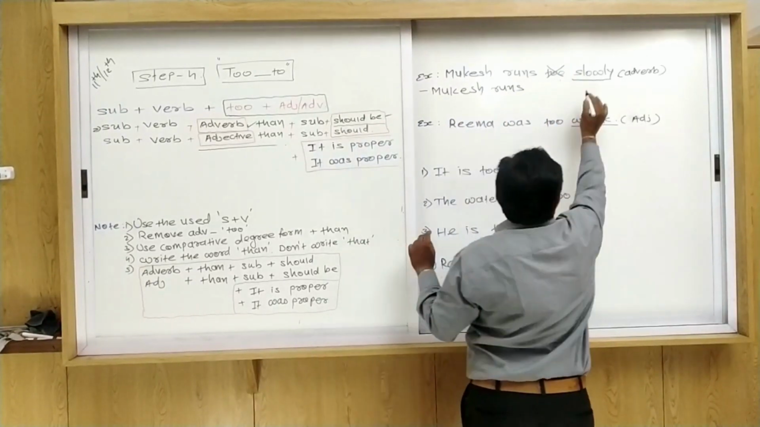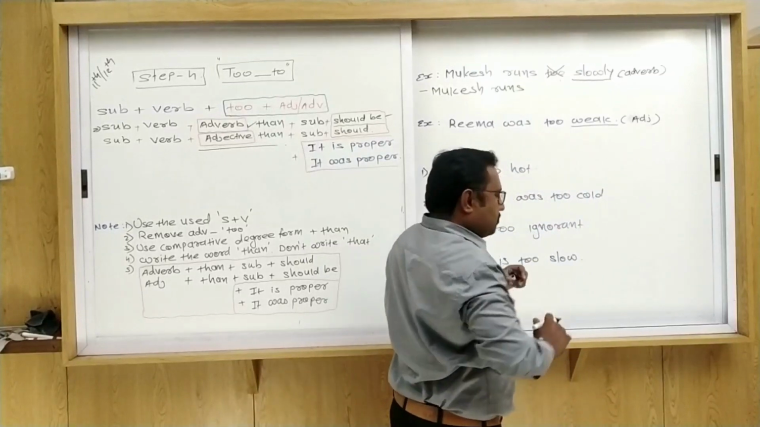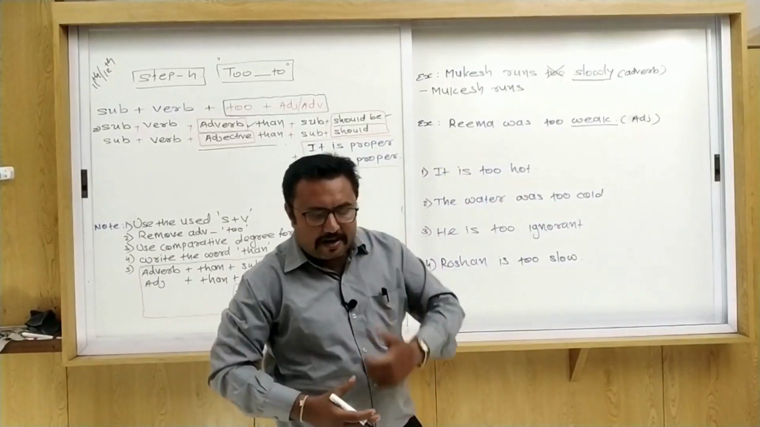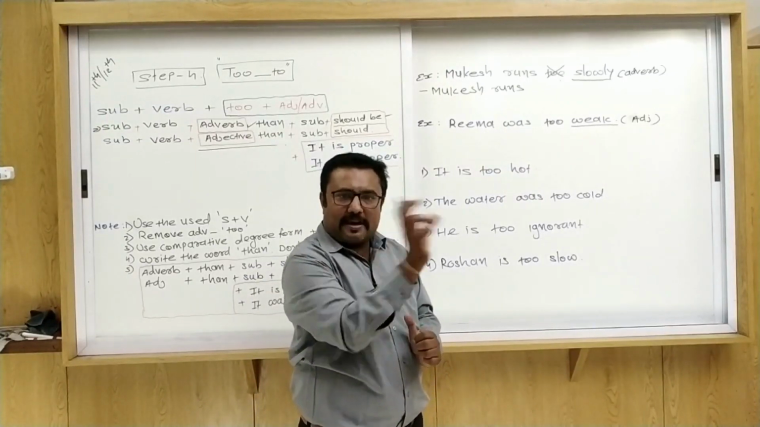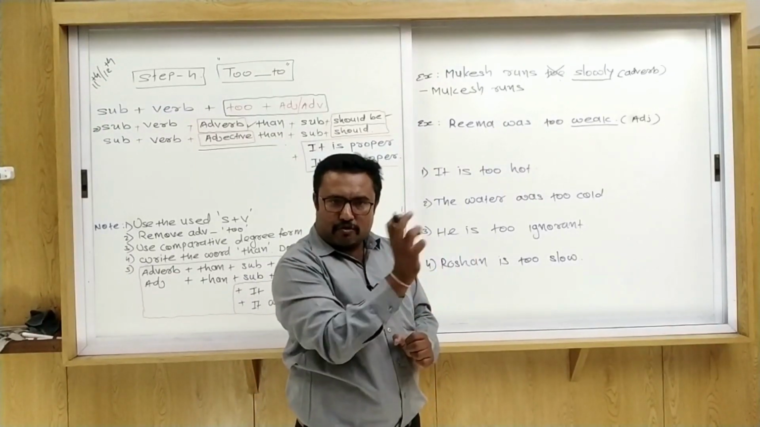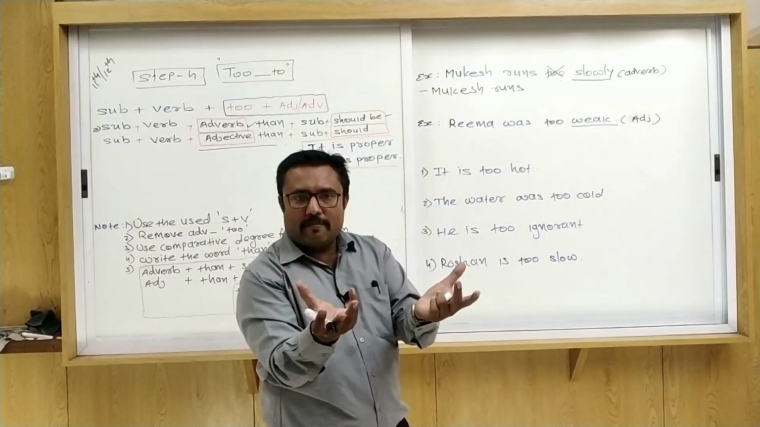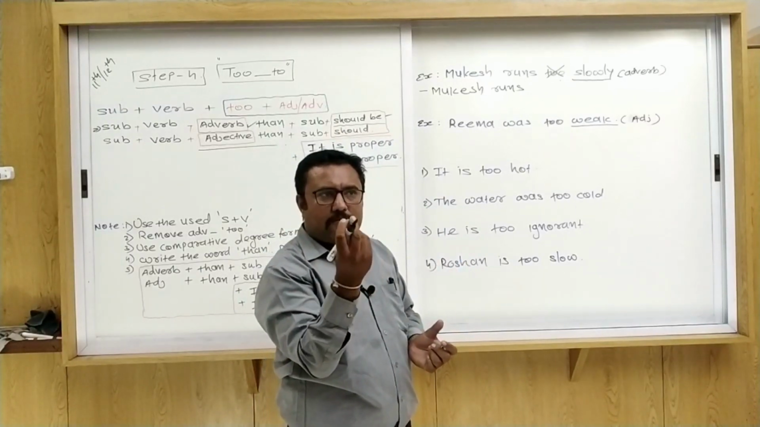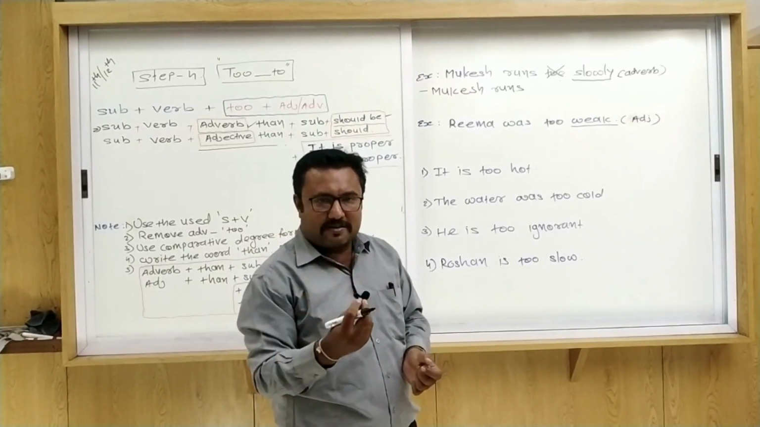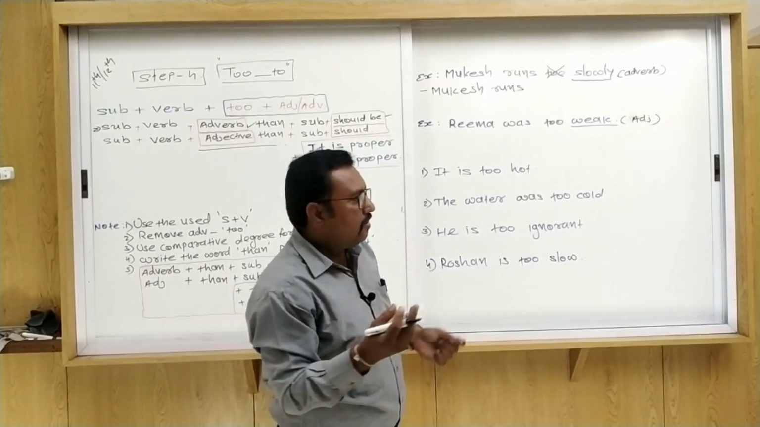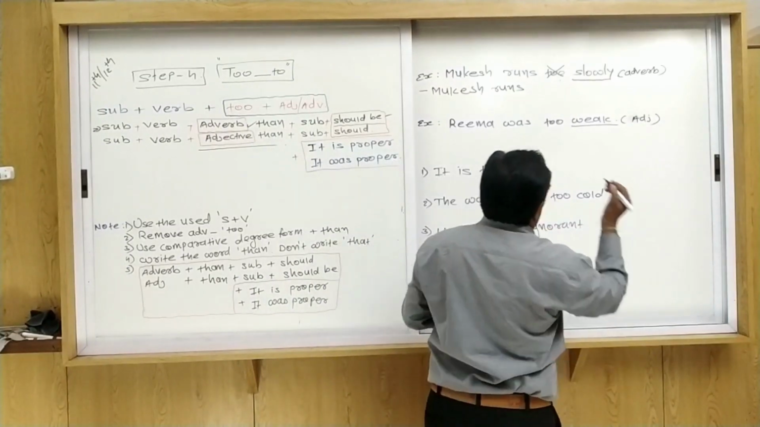Remove "too". Now we have "slowly", and we try to make the comparative degree. Slowly. तो slow का क्या होगा? Slower या more slow? There are two words here. Slow. So we write "er" after slow.